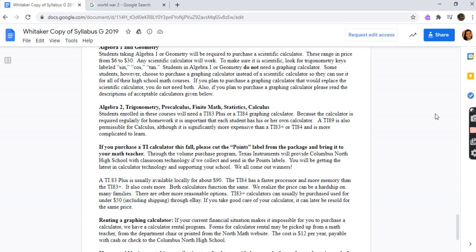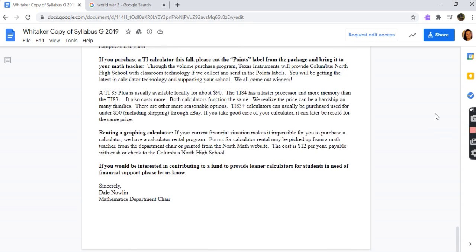We realize the price can be a hardship for many families. There are other more reasonable options. TI-83 Plus calculators can usually be purchased used for under $50, including shipping, through eBay or by shopping around. If you take good care of your calculator, it can be resold later for the same price. Renting a graphing calculator.